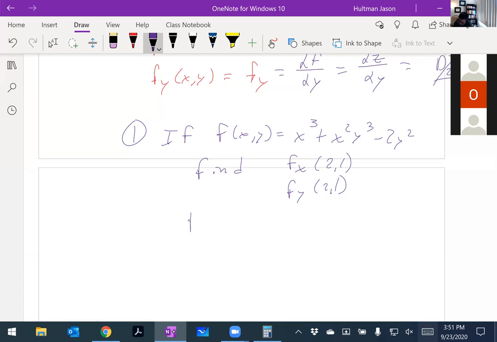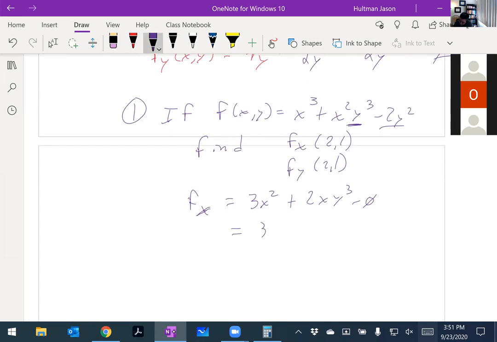So if we took f sub x here, then the x would be what I'm taking the derivative of, which means this y cubed here is a constant. Just treat it like a constant. So this is going to be 3x squared plus 2xy cubed, or we could put the y cubed in front. It doesn't matter because this is just a constant, which would go with the 2. Minus 0, right? Because the 2y squared would be a constant, and the derivative of that is 0. So I guess I'll put the minus 0 in there. So this is equal to 3x squared plus 2xy cubed. And so that's what f sub x is.